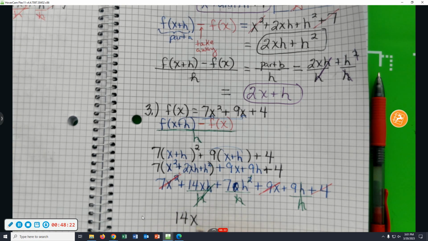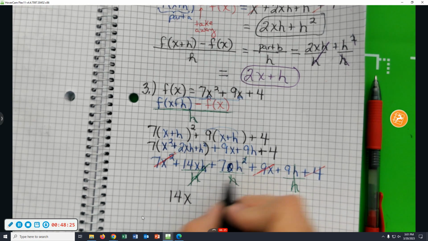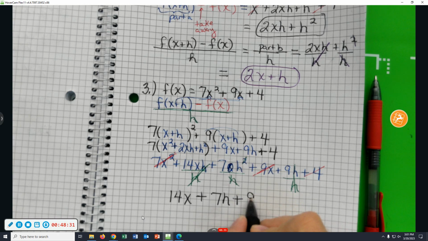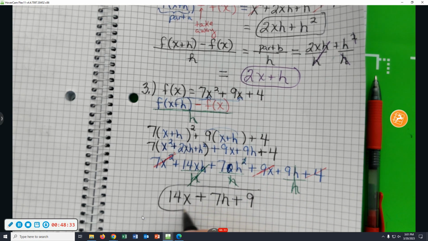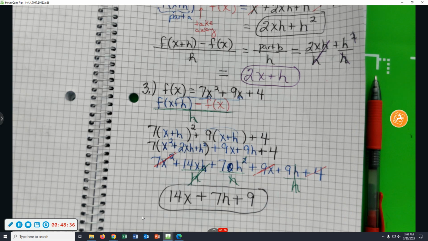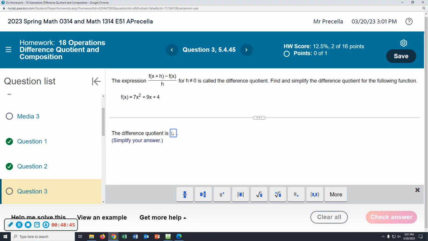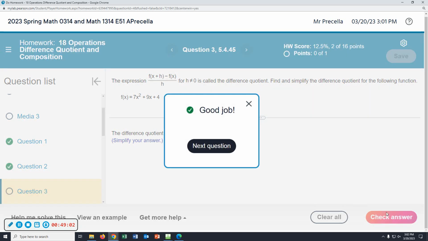14x, let me lift it up. 14x plus 7h plus 9. There it is. You want to type it in, Tim? See, am I wrong when I say it's the f of x plus h part that's the lengthy part of the problem? The take away f of x and the divide by h falls out real quickly. 14x plus 7h. See if it's right.